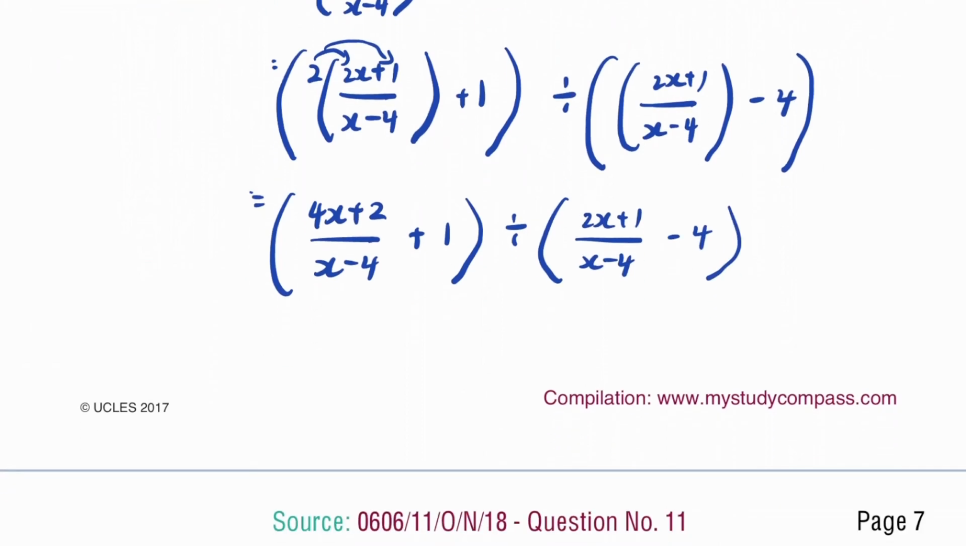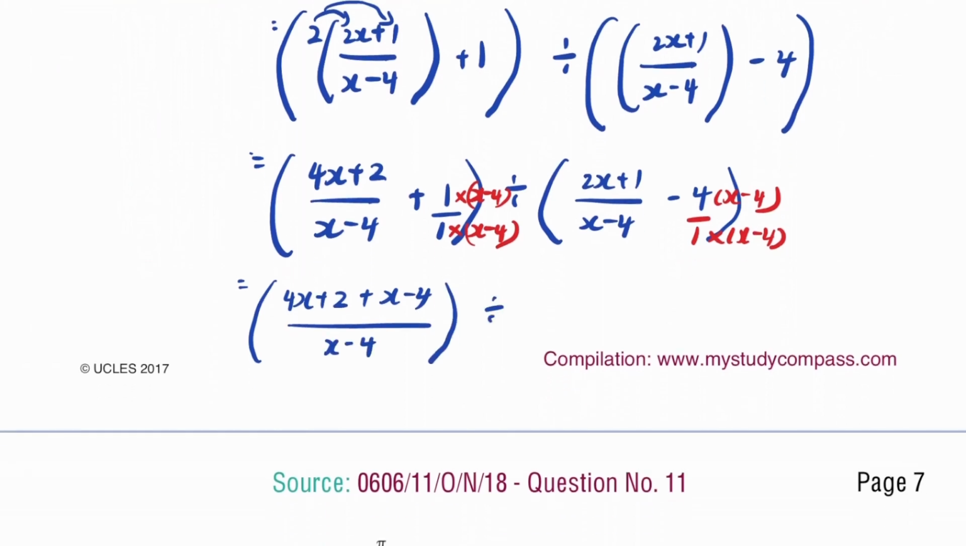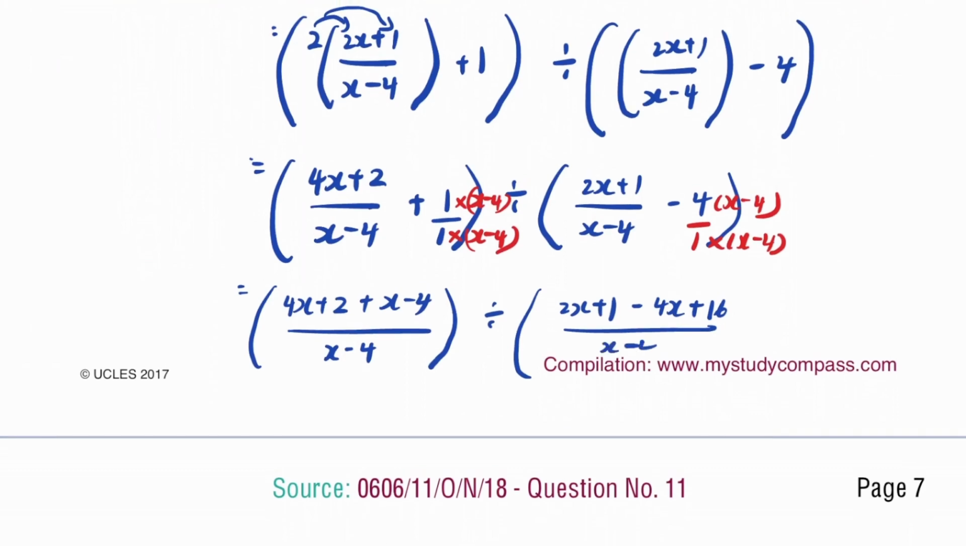Okay, next we just need to solve for this, group the fractions up together. So what do we do? 1 multiplied by x minus 4, put a bracket to make it simple. 4 over 1 multiplied by bracket x minus 4 over x minus 4. Keep it simple and short. That will be 4x plus 2 plus x minus 4. Now, since they have the same denominator, you can group them together: x minus 4 in the denominator, divided by 2x plus 1 minus 4x plus 16 over x minus 4.